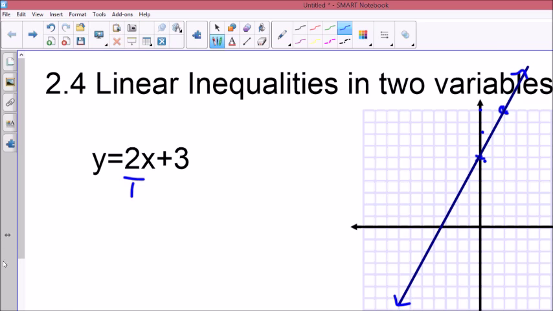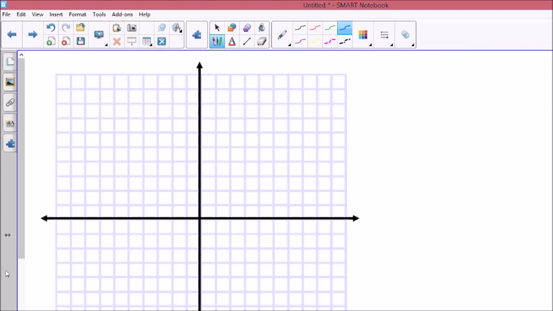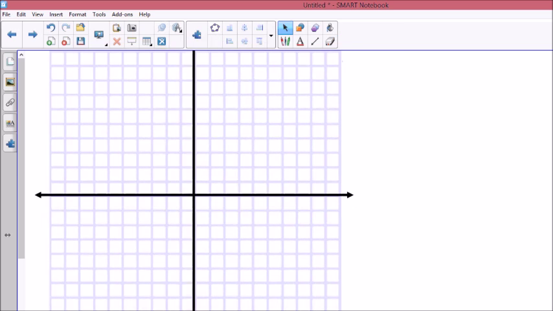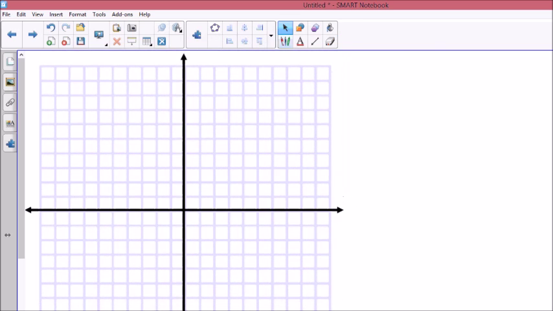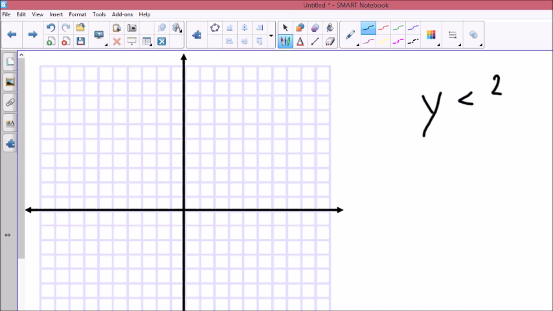Now what we're going to be doing today is linear inequalities. So instead of an equal sign in our problem, we're going to have a less than symbol or a greater than symbol, or maybe an equal to symbol in the problem. So let's say that we're given the inequality y is less than 2/3 x minus 4.